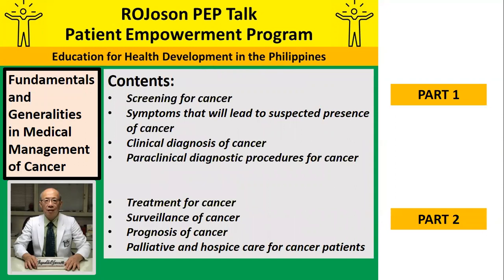The contents of this talk will be the following: screening of cancer, symptoms that will lead to suspected presence of cancer, clinical diagnosis of cancer, and paraclinical diagnostic procedures for cancer. This will be covered in this talk today. Part 2, which will be given next week, will cover treatment for cancer, surveillance of cancer, prognosis of cancer, and palliative and hospice care for cancer patients.